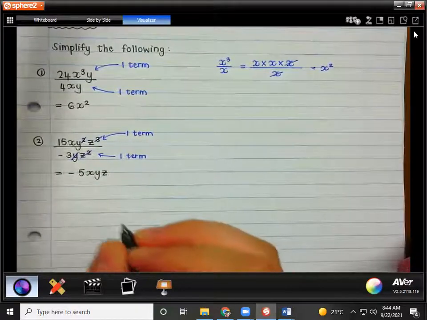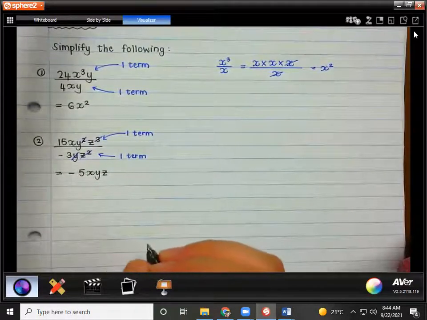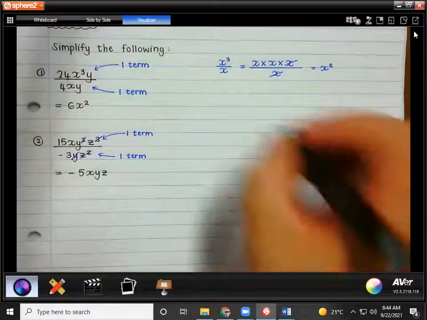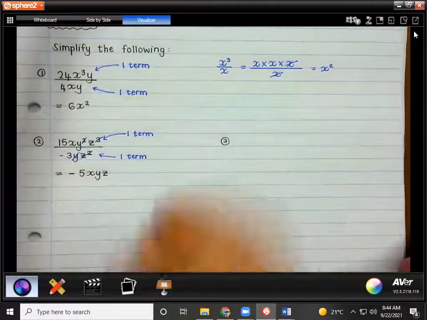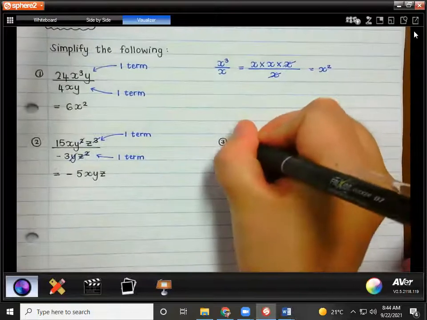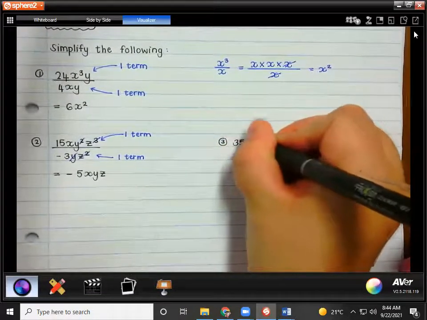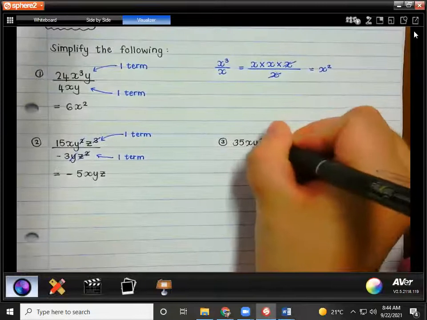I want us to do one more. No, let me see. Yeah, one more. I'm going to do it on the side here to save some space. 35 x y squared z to the 7.